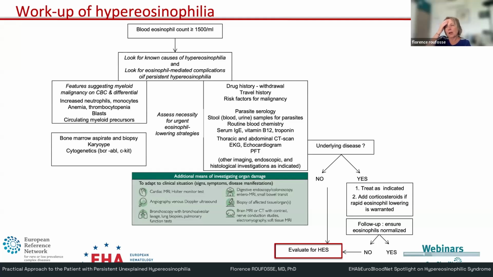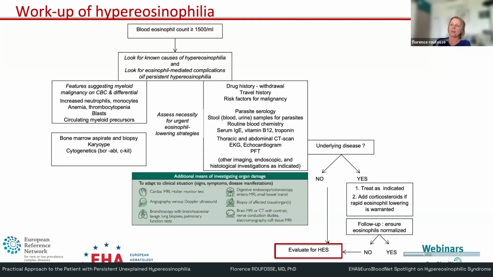Same thing for cancer. I remember once doing an FDG PET for a patient, and found colorectal cancer. The cancer was treated, it was very early stage cancer. It was removed, and the patient remained hypereosinophilic. So even if you think you find the cause, it's really important to have the patient come back in to make sure that the hypereosinophilia has resolved with your treatment. If it has not resolved, then you're in the same situation as if you have not found underlying disease.